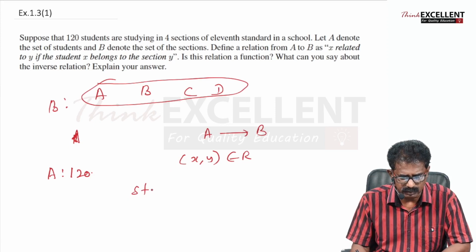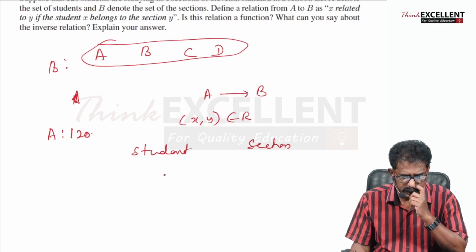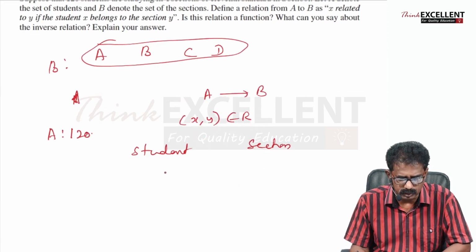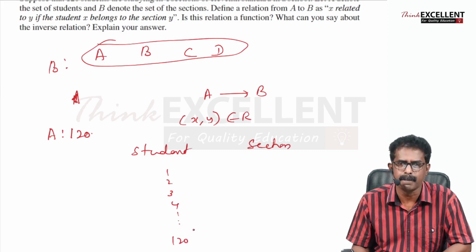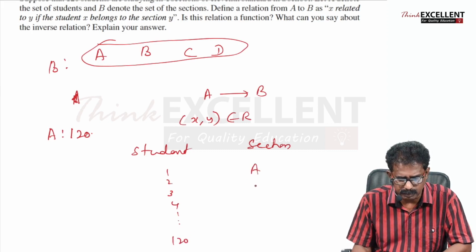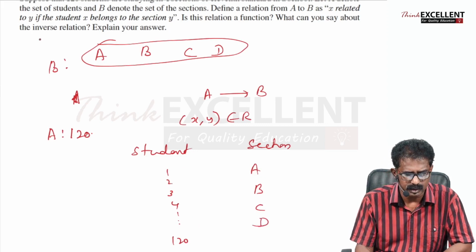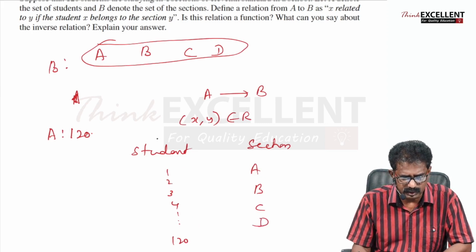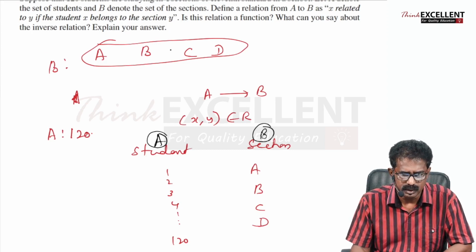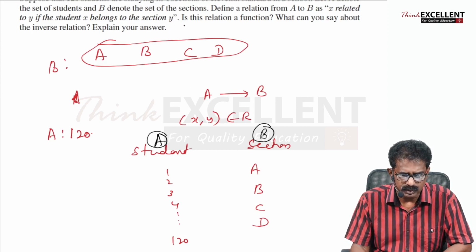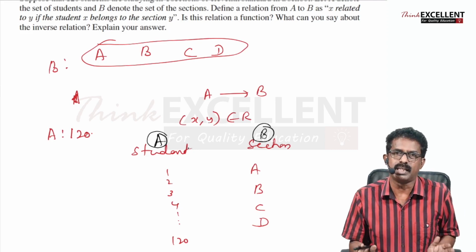Student X belongs to the section. Please listen here. Totally how many students are there? 120 students. Sections, how many sections? A, B, C, D. So this is A, this is B. Domain, codomain. Now, is this relation a function? A to B, is it a function?